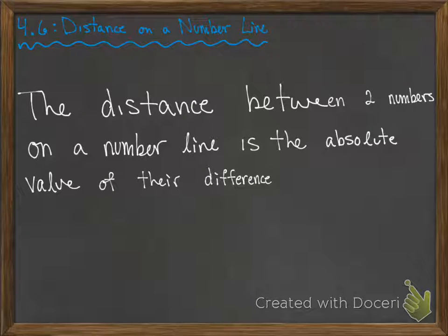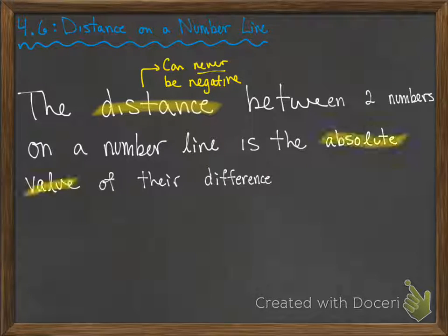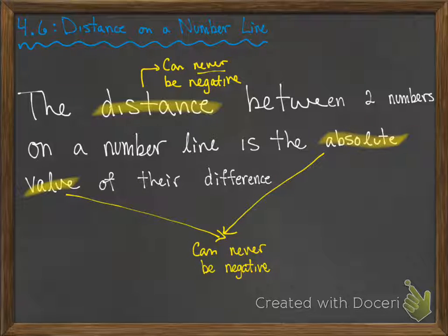The distance between two numbers, or 2 points, on a number line is the absolute value of their difference. So I know that's a complex sentence, and there's a lot of information packed into there. So let's break it down really quick. Distance, we know, can never be negative. We also know absolute value can also never be negative.